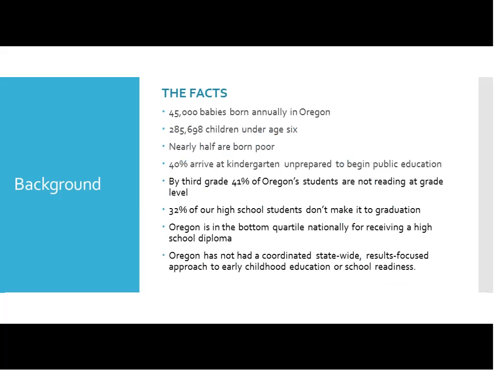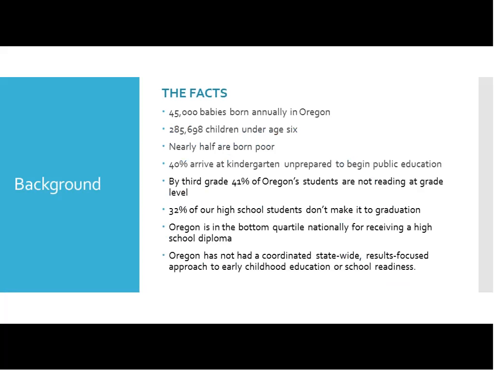Some of the background for this is that 45,000 babies are born annually in Oregon. It's almost 300,000 children under the age of 6, nearly half of whom are born poor. 40% of these children arrive at kindergarten unprepared to begin their public education, and by 3rd grade, 41% of Oregon's 3rd graders are not reading at grade level. 32% of high school students don't make it to graduation, and this places Oregon in the bottom quartile nationally for receiving high school diplomas.